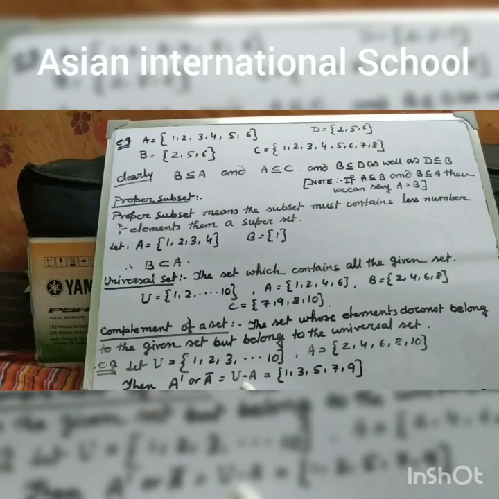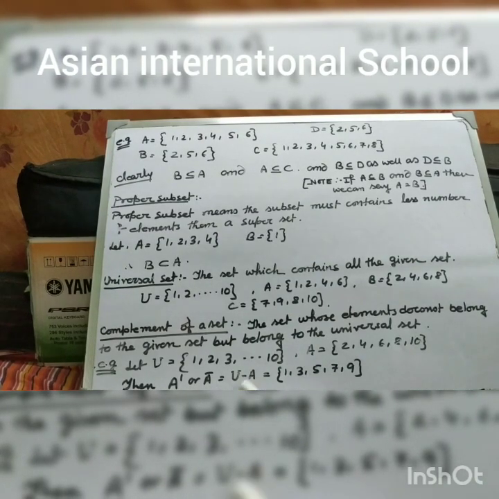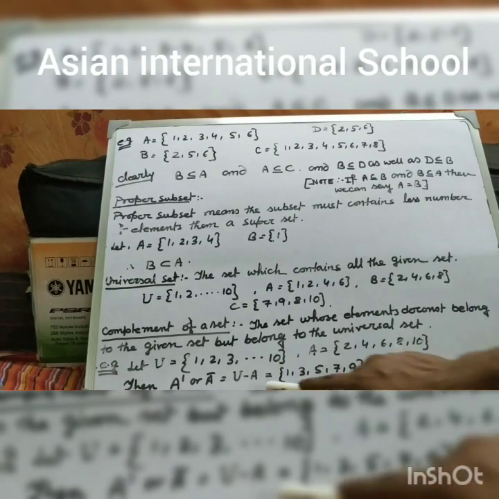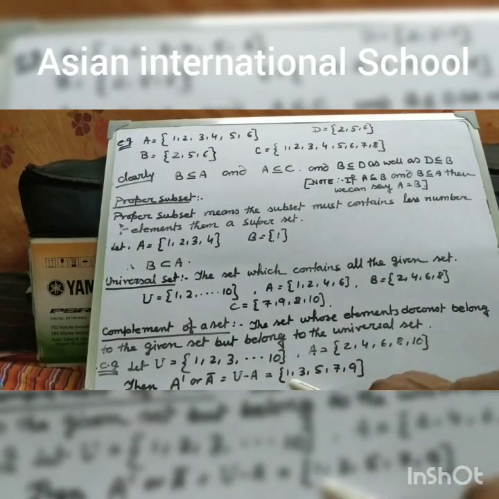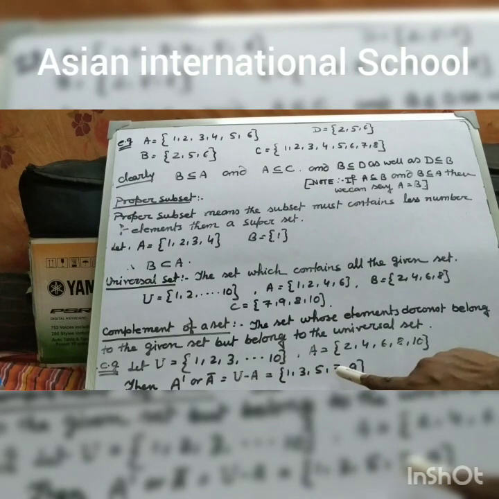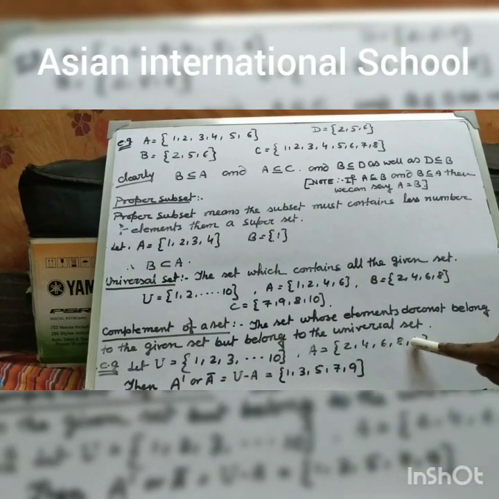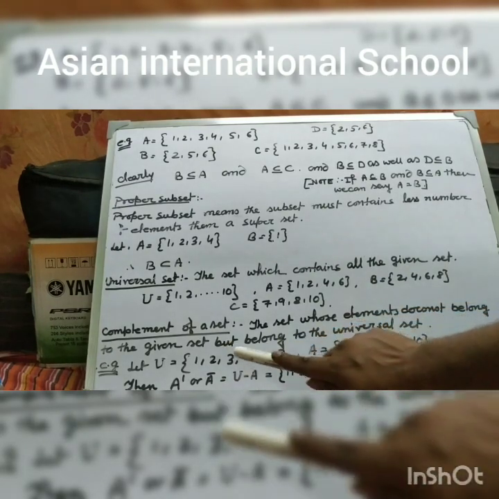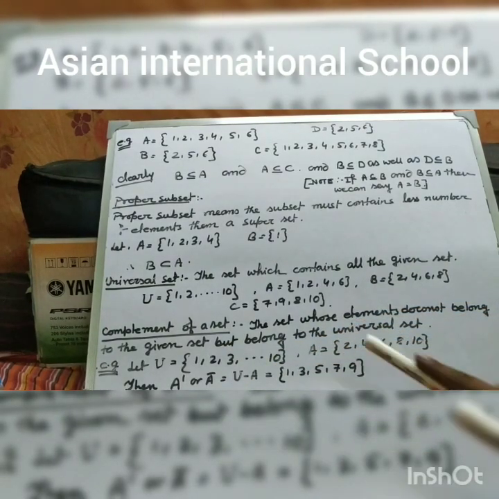It is actually U minus A. That means you have to subtract the elements of A from the elements of the set U. What are the elements? That is 1, 3, 5, 7, 9. That means you remove 2, 4, 6, 8, 10 from the universal set. Whatever set you get, that is the complement of the set.